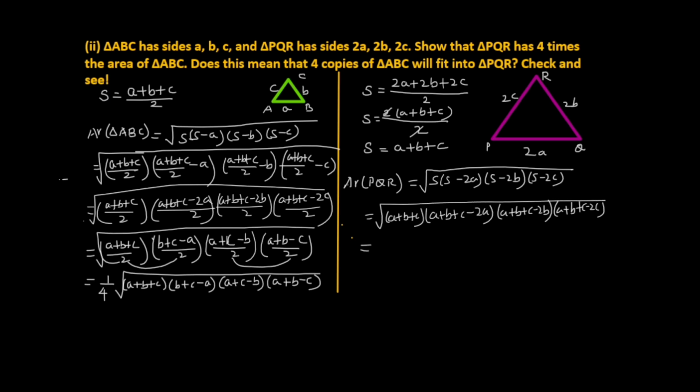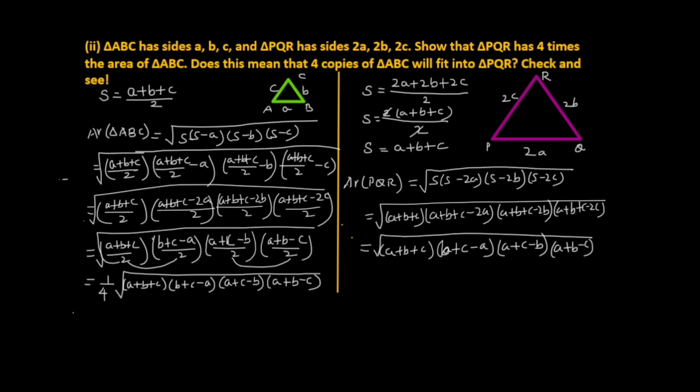So that is equal to A plus B plus C, then A minus 2A gives B plus C minus A, then B minus 2B is minus B, so A plus C minus B, C minus 2C is minus C, so A plus B minus C under the square root. So we are having A plus B plus C. This is the area of PQRS.